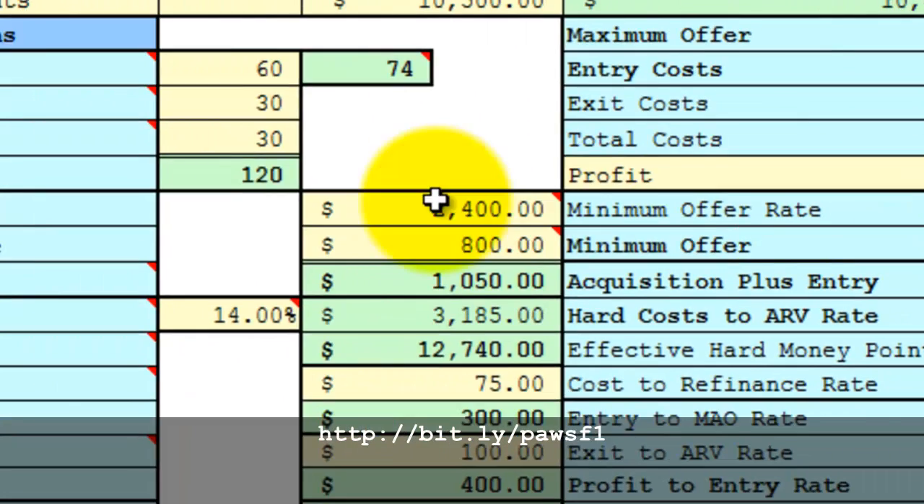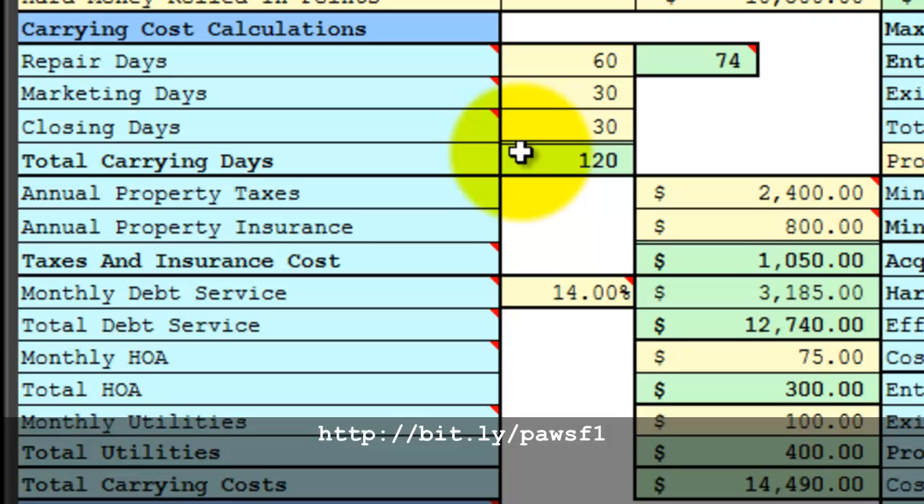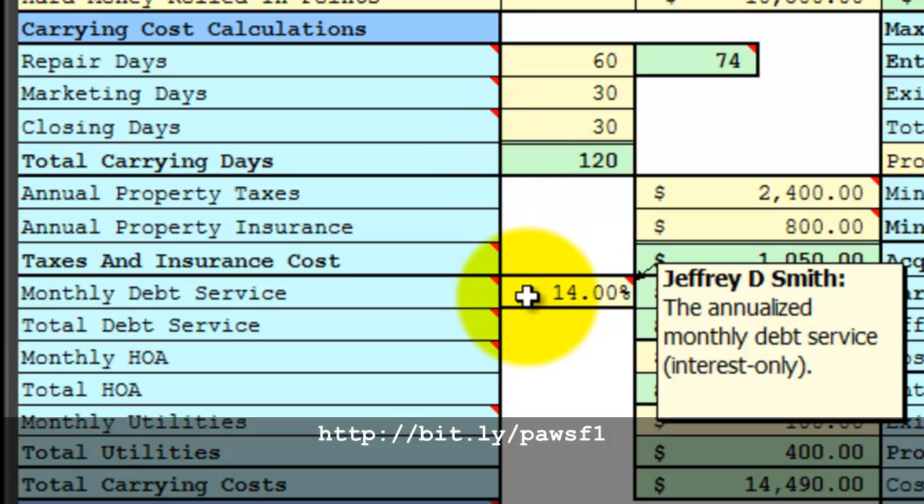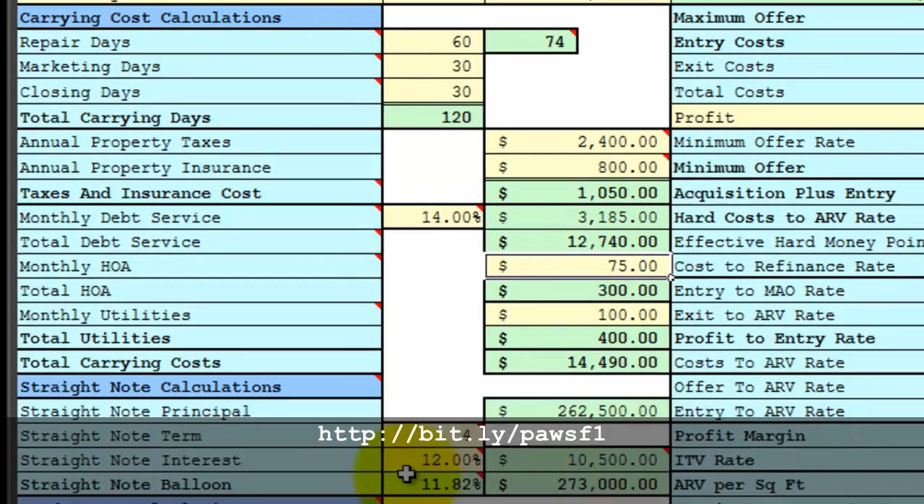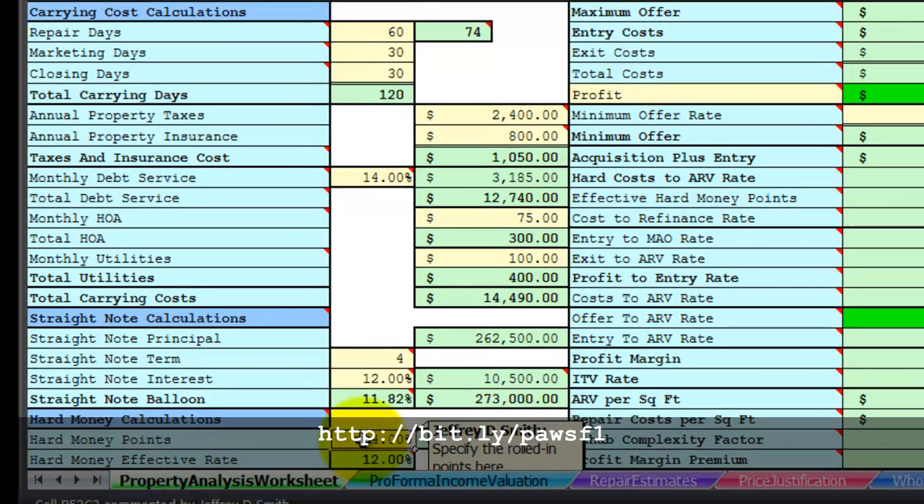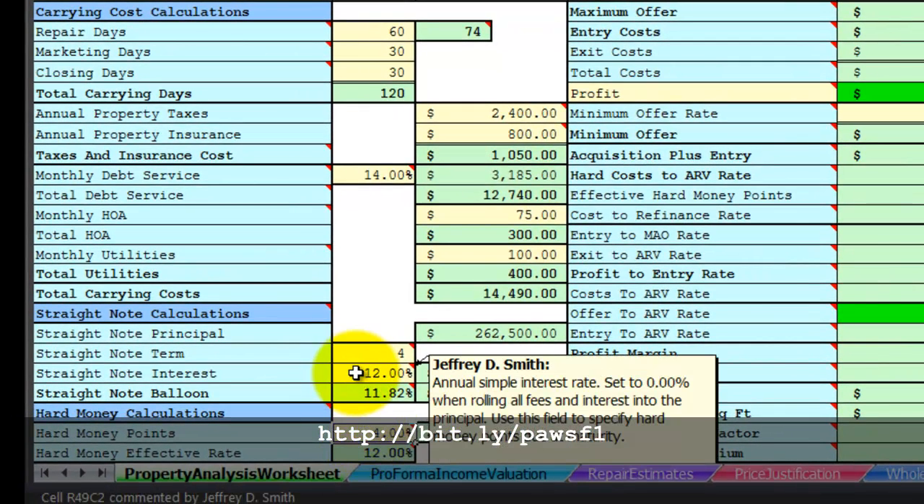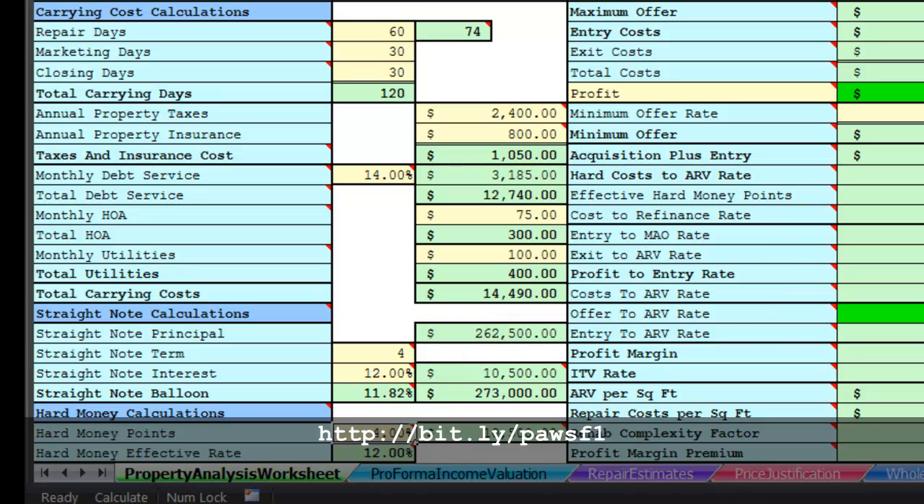I calculated approximately 4 months total turnaround, 14% annualized interest-only rate, that's $31.85 per month. There's no indication of what the HOA is, but this is in a golf club community, therefore I added something for the monthly HOA. And I rolled in 4 points, which comes to about 12% annualized rate.